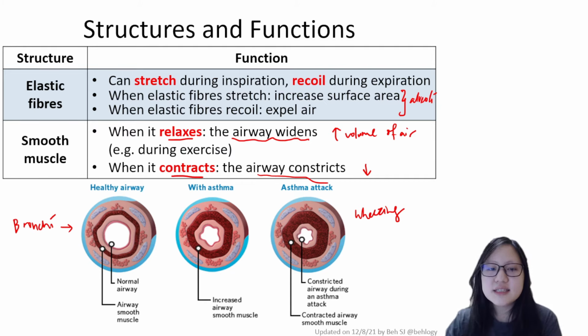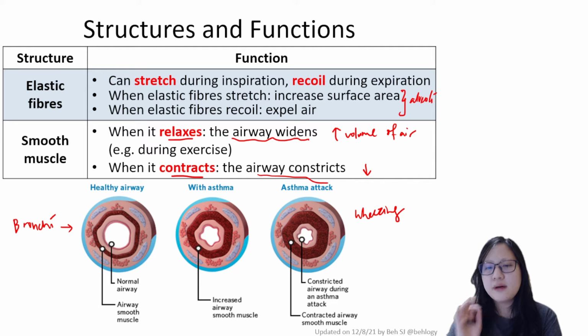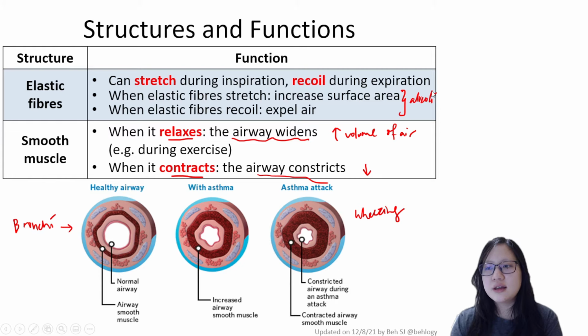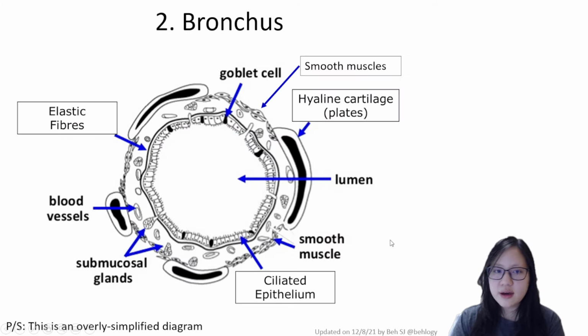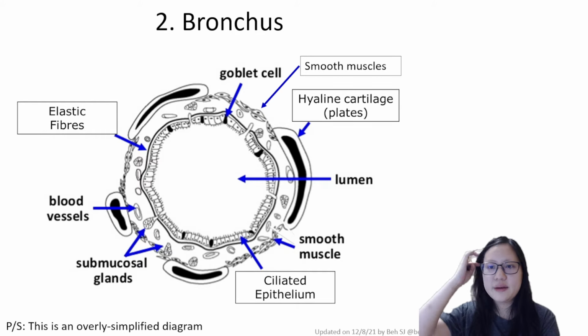So yeah, that is elastic fibers and smooth muscles. Both of them, again, are not very apparent and functional in the trachea, but you will see them more in other parts of the lungs, like the bronchus. So we have finished the trachea. It branches out into bronchus, two primary ones and then smaller bronchi. Now, what is up with bronchus?